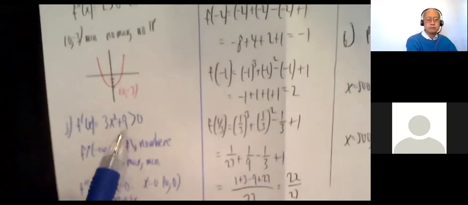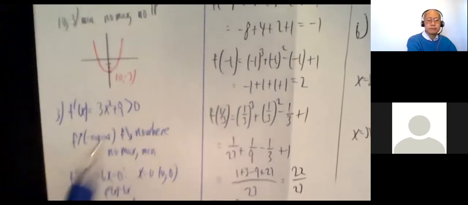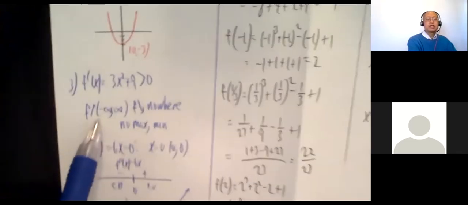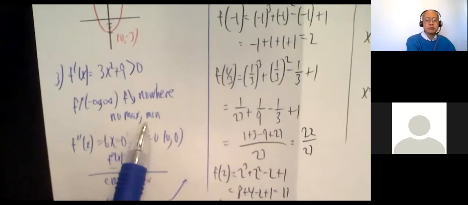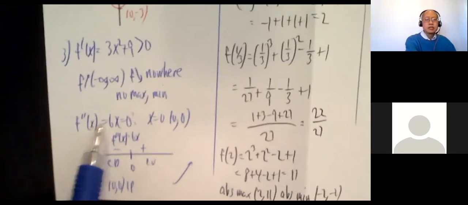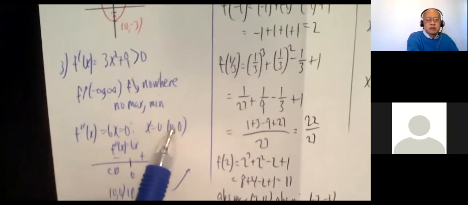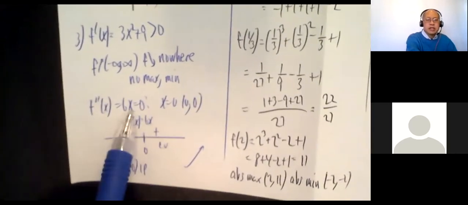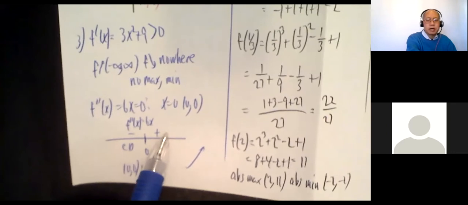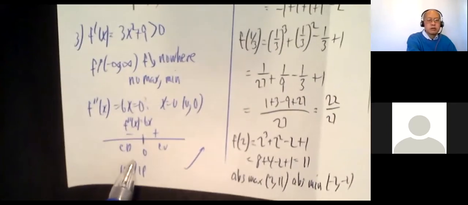Number 3, the derivative is 3x squared plus 9. That's always positive. It cannot be negative, right? Can't be 0. So the function's increasing from negative infinity to infinity, decreasing nowhere, therefore no max and min. Second derivative is 6x. Set that equal to 0. That's easy. X equals 0. So origin 0, 0. Sign chart for 6x. Well, if you plug in a negative, you get a negative. Plug in a positive, it's a positive. So concave down, concave up. So 0, 0 is an inflection point.